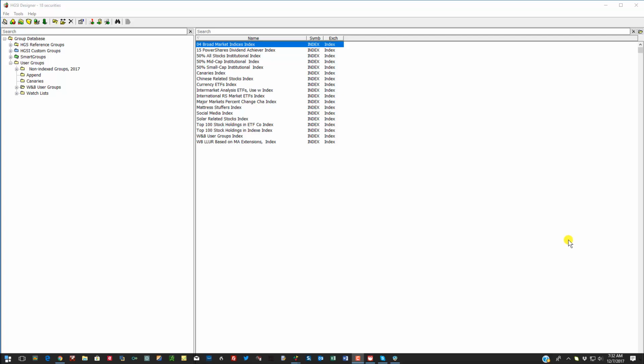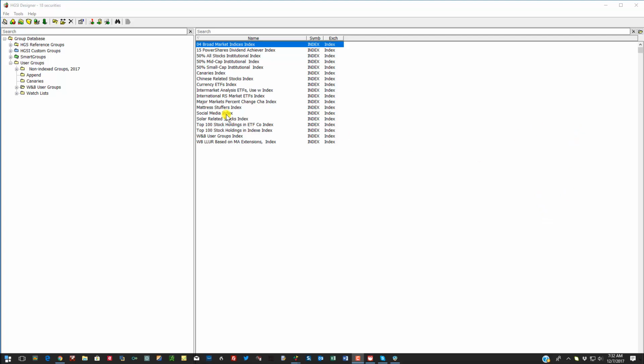This is another in the series of unique attributes of HGSI, things that we can do in HGSI that are not so easy to do or impossible to do with other software programs.